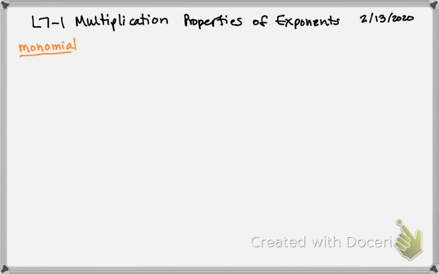We've been using the idea of the word terms, and a monomial is a term, but let's define it. It's a number, a variable, or the product of a number and a variable.